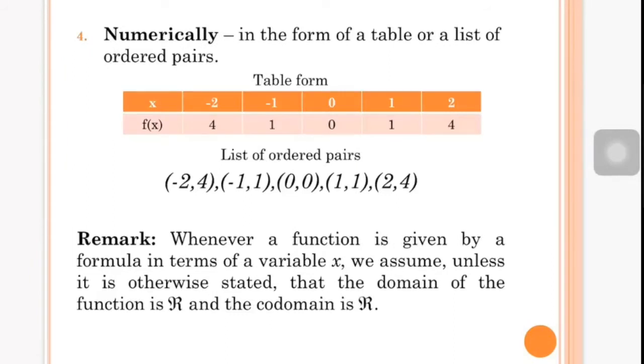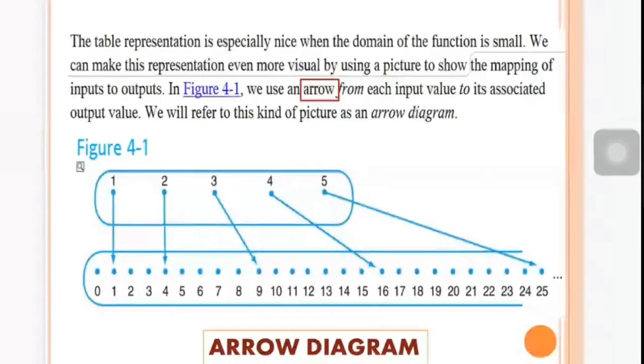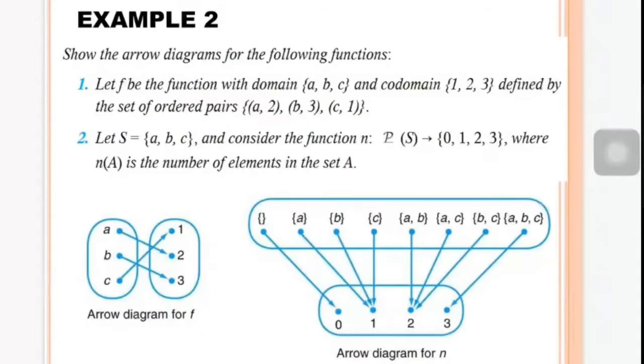Numerically, in the form of a table or a list of ordered pairs. This is in table form and this is in ordered pairs. This is your x and this is your f(x). Whenever a function is given by a formula in terms of a variable x, you assume, unless otherwise stated, that the domain of the function is the real numbers and the codomain is also the real numbers, R. Arrow diagram: this is your domain, this is your codomain.